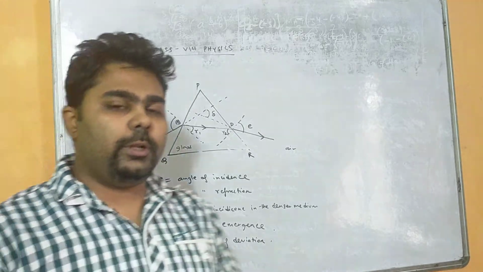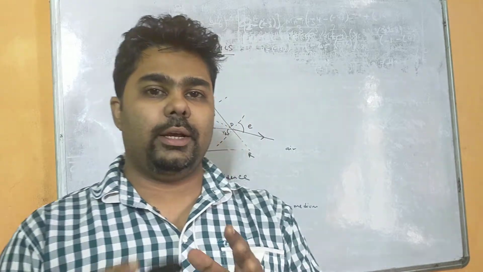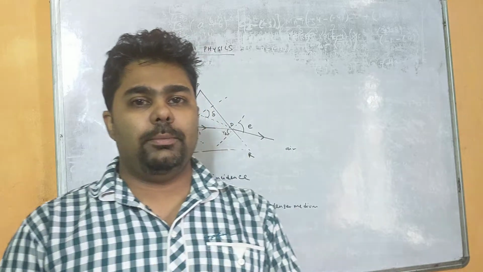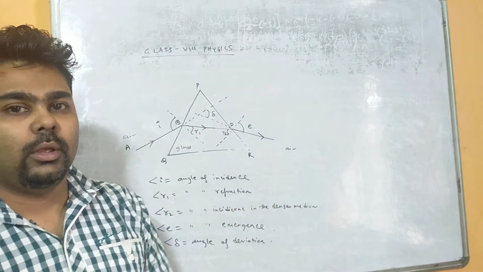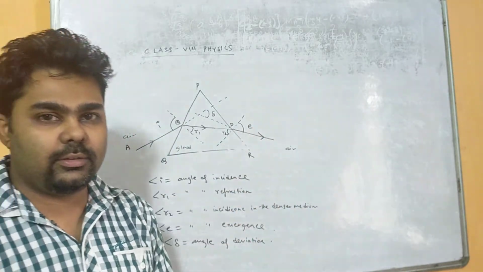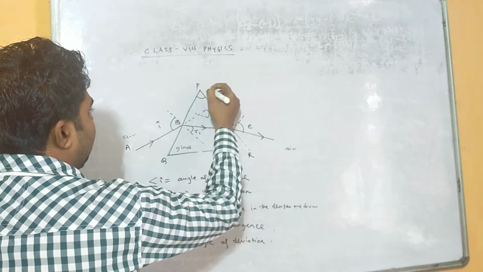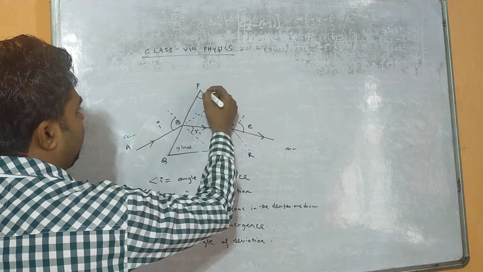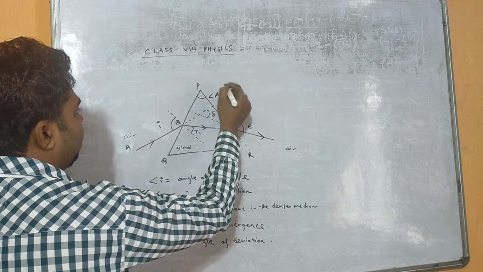So if I ask what is the angle of incidence, you will say the angle between the incident ray and the normal is called the angle of incidence. The angle between the refracted ray and the normal is called the angle of refraction. The angle subtended between the emergent ray and the normal is called the angle of emergence. And this is the angle of prism, right? Let us consider this angle to be angle A.